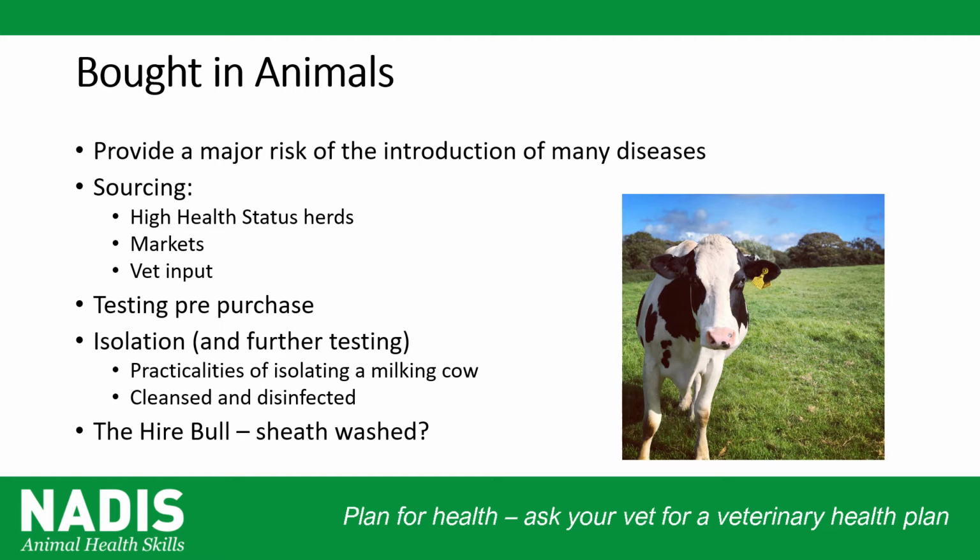At the bottom there, I did put the hire bull, which can be a bit of a disease nightmare in some cases. So a hire bull can go from herd to herd and have a lot of cow contact. And one of the things you particularly worry about with a hire bull is that he can spread Campylobacter actually in his sheath. And so if he's going from herd to herd, then your bulls need to be tested for diseases and also sheath washed to prevent the spread of Campylobacter.